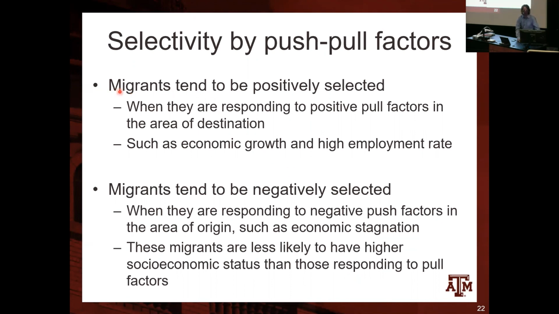Selectivity by push and pull factors. So migrants, they can be positively or negatively selected. They are positively selected when the reason that they migrate is because the area of destination has really good characteristics, job opportunities, and so on, that attract these people to those areas.